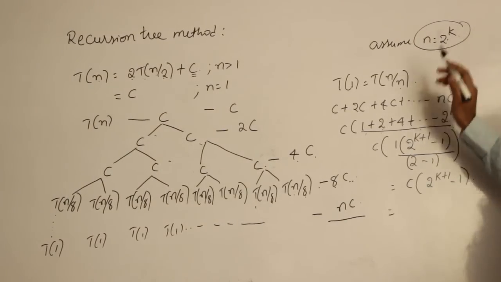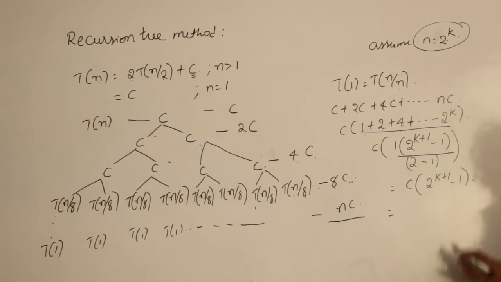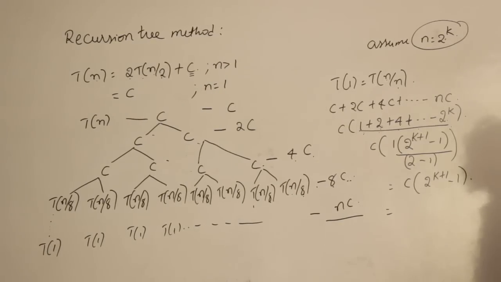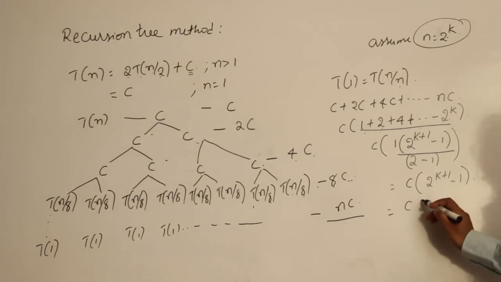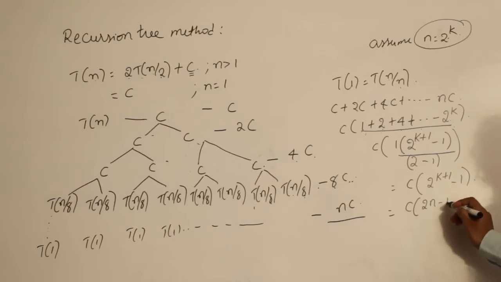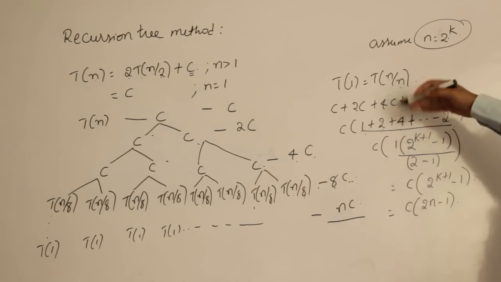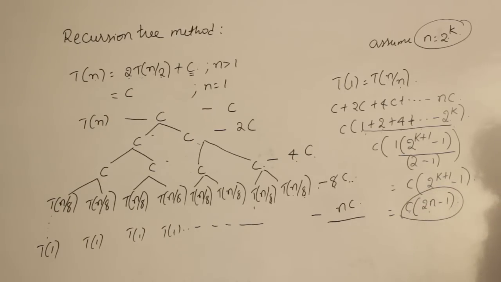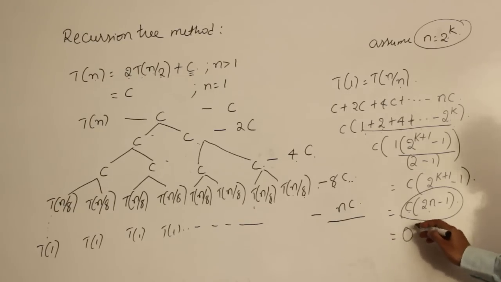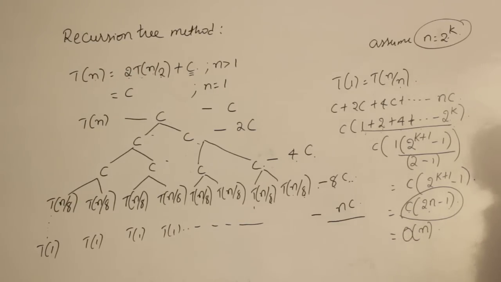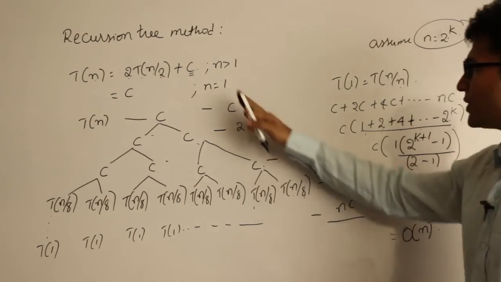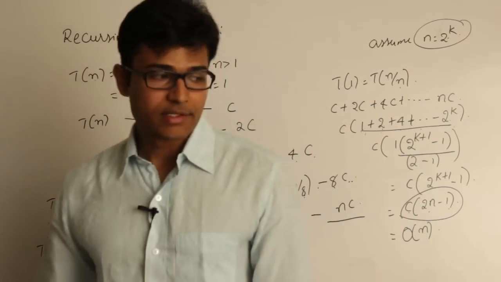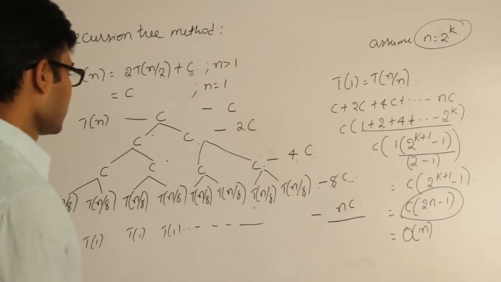We have already seen that 2 power k is n. Then what is 2 power k plus 1? 2n. Therefore it is C into 2n minus 1. So that is the time complexity, which you can also write as order of n. That is the time complexity we got from this equation. Okay, we shall see one more example using this recursion tree.